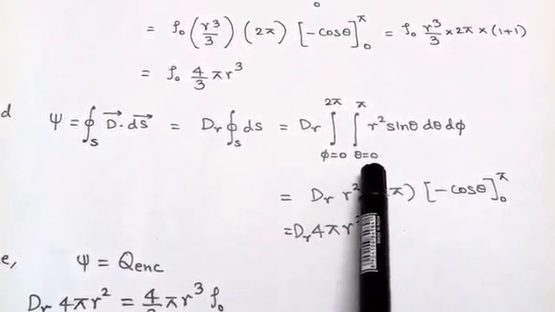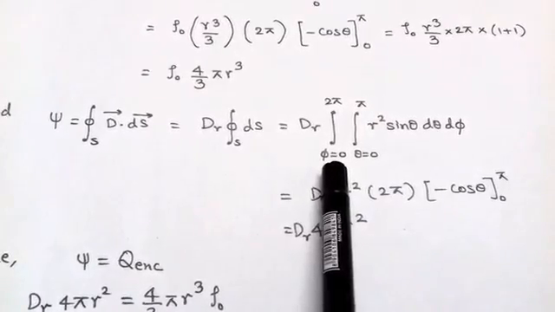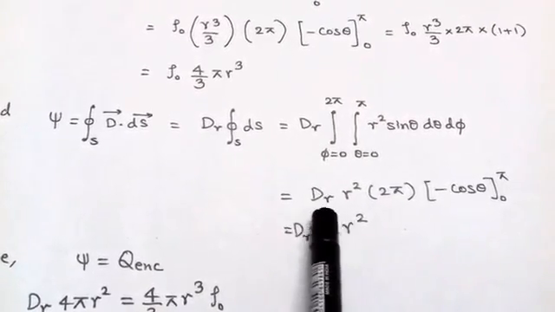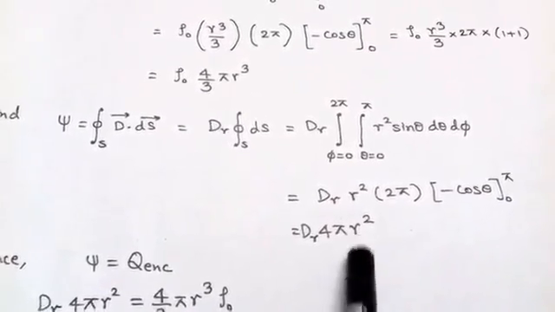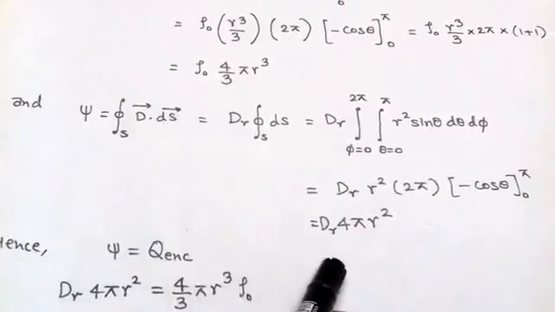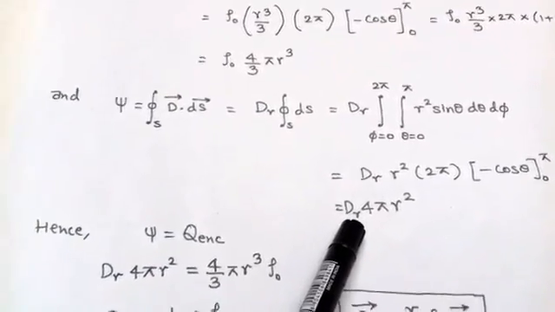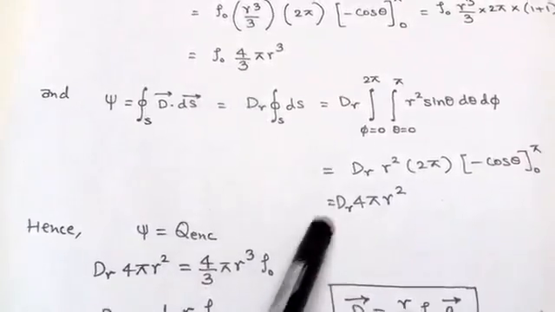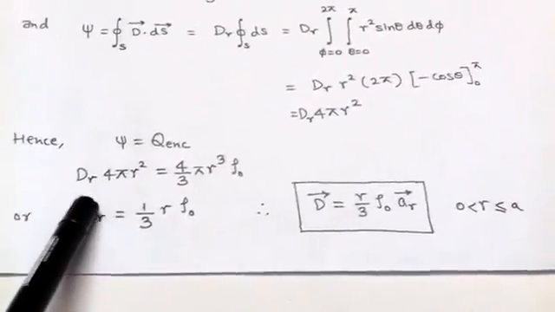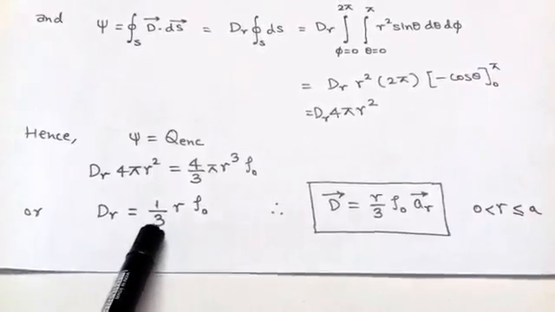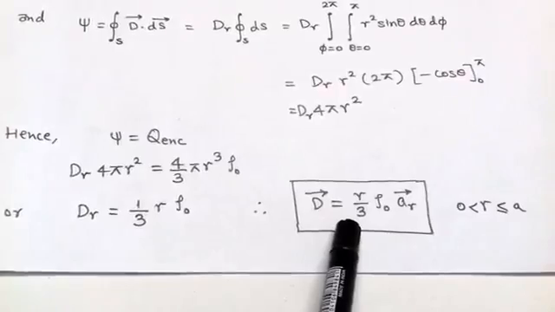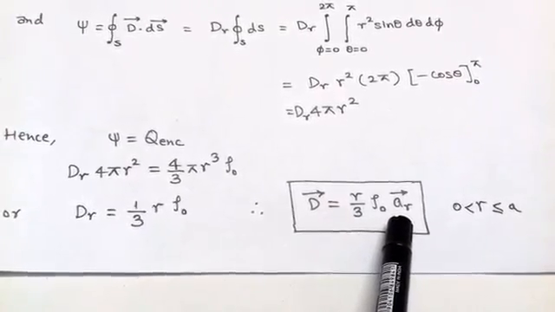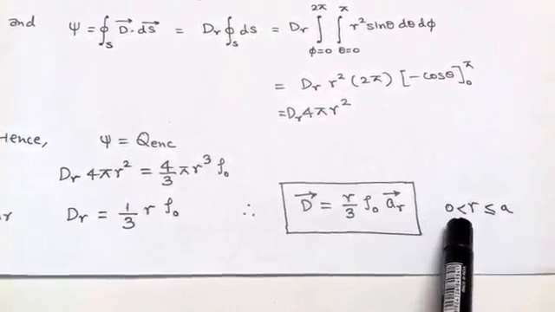The limit of theta is always 0 to pi, and the limit of phi is always 0 to 2 pi. After calculating this, we get D r times 4 pi r squared. Now we equate psi equals Q enclosed because here we apply Gauss's law. After substituting, we get the D r component equal to r rho naught upon 3, and in terms of vector, D equals r upon 3 rho naught in the direction of r. The r is from 0 to a only.